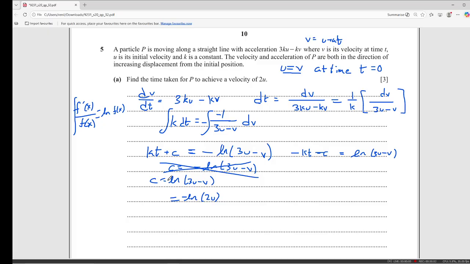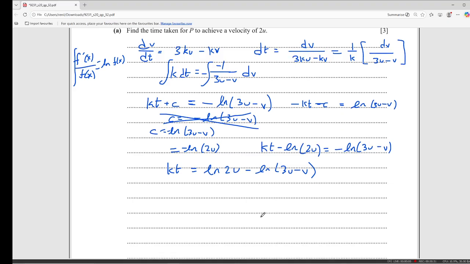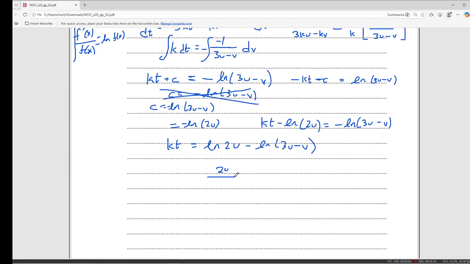It's equal to negative ln 2u, sorry, negative ln 2u. So kt minus ln 2u equals negative ln (3u minus v). Okay, now let's write it as kt equals, now let's bring this ln to the positive side. We get ln 2u minus ln (3u minus v), and we can write this as ln of 2u divided by (3u minus v). Okay, and this is all equal to kt.